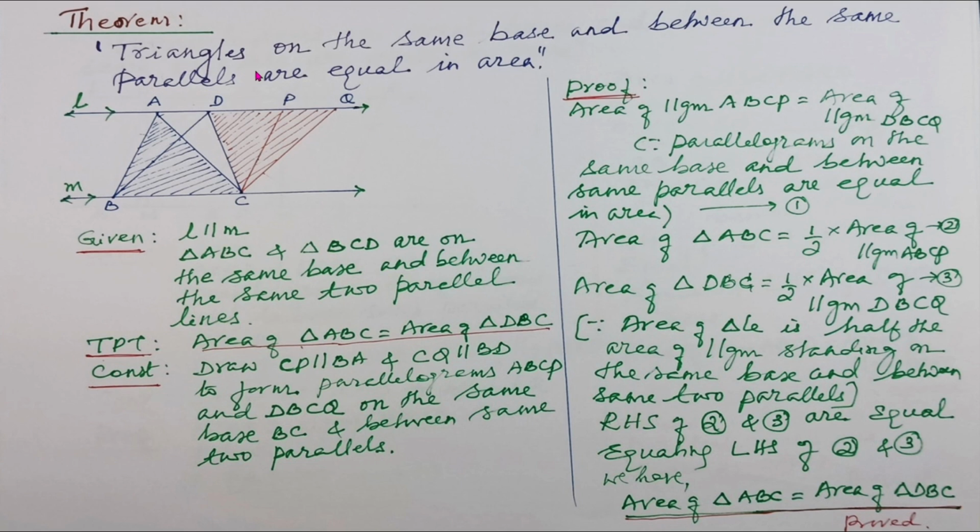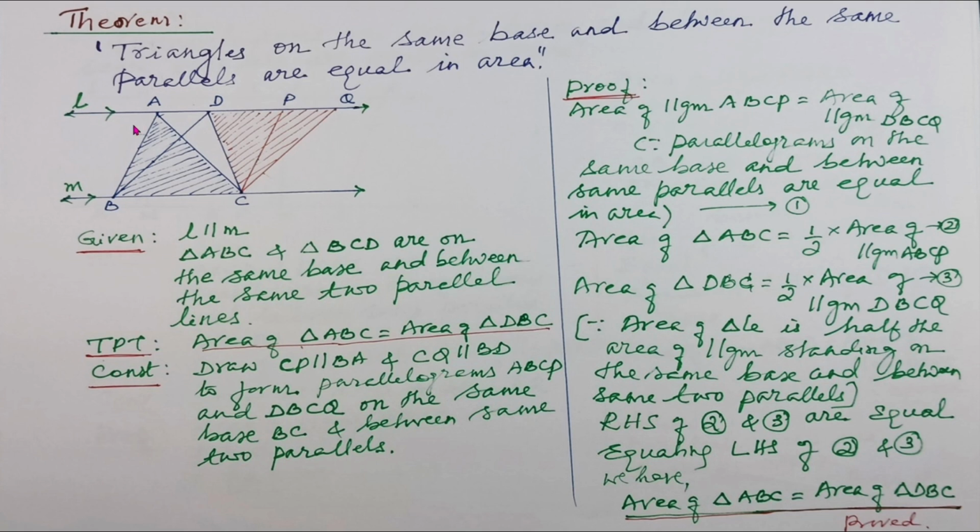Now the theorem states that triangles on the same base and between the same parallels are equal in area. What is the meaning of that? Now we have two lines L and M which are parallel to each other. We have a triangle ABC and a triangle DBC. They are standing on the same base and between the same two parallel lines L and M. Now we have to prove that the area of triangle ABC and the area of triangle DBC are equal. Now let us see how to prove it.